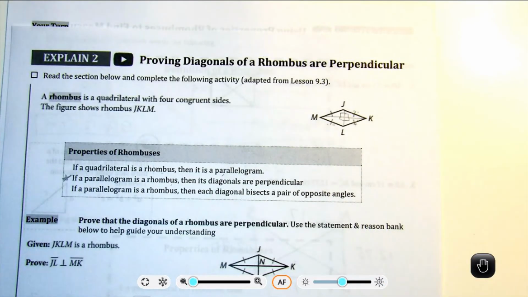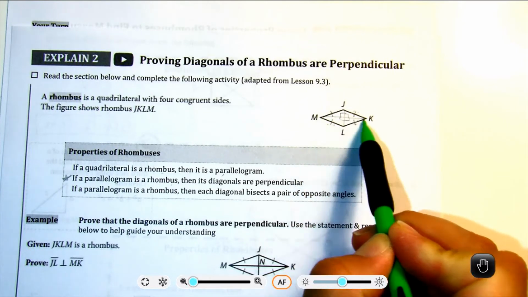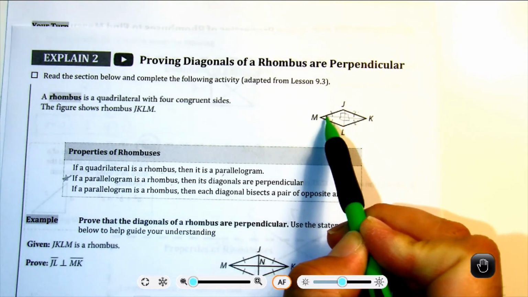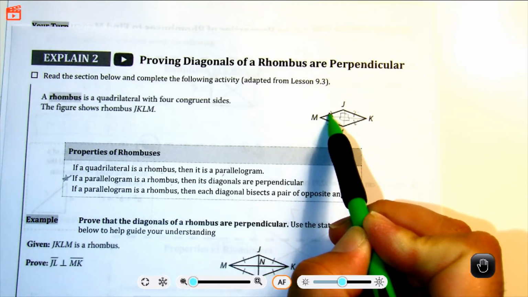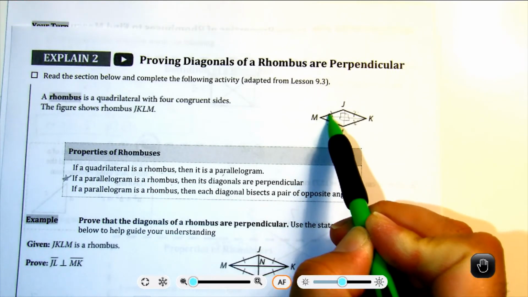And the last thing is, if a parallelogram is a rhombus, then each diagonal bisects a pair of opposite angles. So what that means is that these diagonals actually cut the angle in half. So let's say that angle M was 100 degrees. Half of that would be 50. So each angle would be 50. And we'll talk about that a little later.